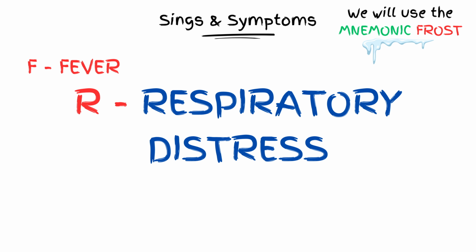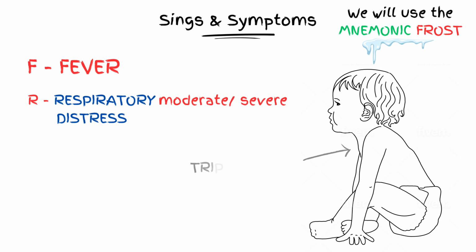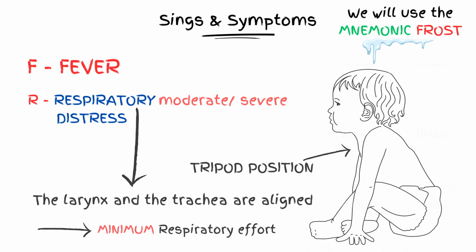R is for respiratory distress. The child arrives at the hospital with moderate or even severe respiratory distress. This is why he adopts the tripod position. In this way, the larynx and the trachea are aligned, and the respiratory effort is reduced to the minimum.